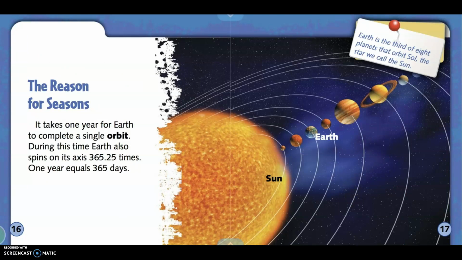The reason for seasons. It takes 1 year for Earth to complete a single orbit. During this time, Earth also spins on its axis 365.25 times. 1 year equals 365 days. Earth is the third of 8 planets that orbit Sol, the star we call the sun. Sun, Earth.